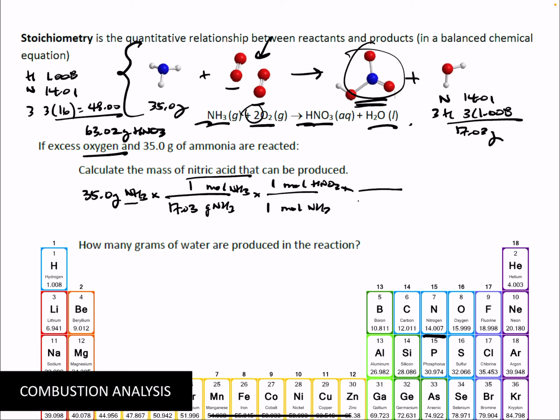35 divided by 17.03 times 63.02. I'm getting 129.5 grams of nitric acid. If we cared about sig figs, we should go to 3 sig figs, so it should be 130 grams of nitric acid. That's okay. All right, nice. So what did we just figure out? We said if we know how much ammonia we're starting off with, we can predict how much nitric acid we're going to make. Now the question is, with that same amount of ammonia, how much water can I make?